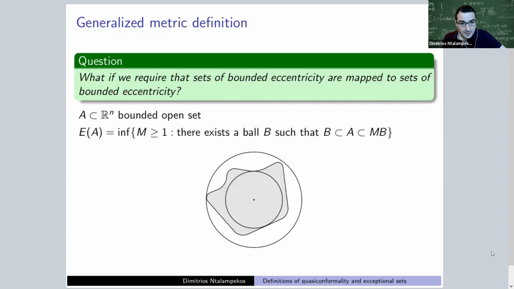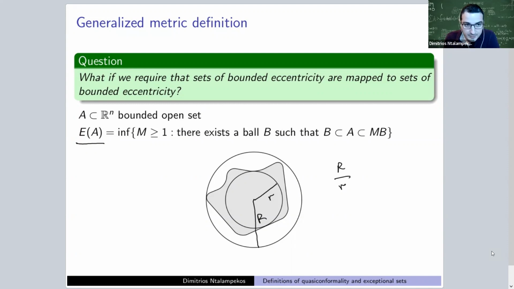So if we're given a bounded open set, we can define the eccentricity of that set. So E of A is the eccentricity of A. And how do we define it? Well, we take concentric balls. One is contained in the set, the other contains the set, and we want to minimize the ratio of the radii. Okay, so here essentially there are two infima, one over all the possible centers, so we are allowed to freely move the balls, and also over the ratio of the radii. Okay, so this is the formal definition of eccentricity of a set.